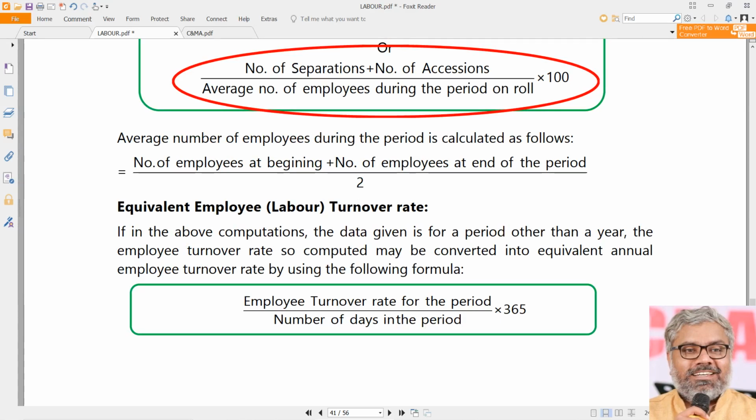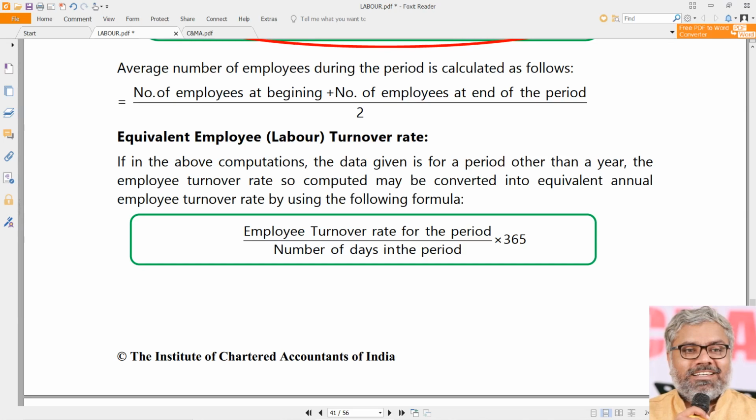That is the number of employees at the beginning plus the number of employees at the end of the period, divided by 2. That's it. Okay. That is a point here. And another calculation can be there just like that. Usually, what is the equivalent labor turnover rate?